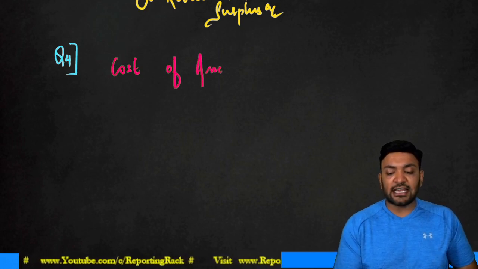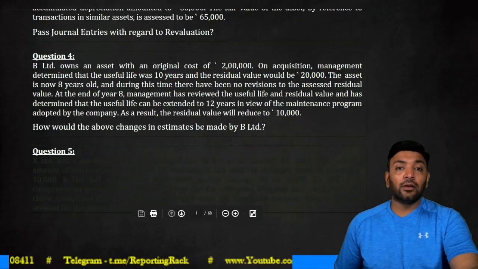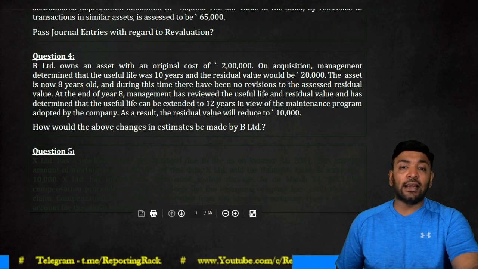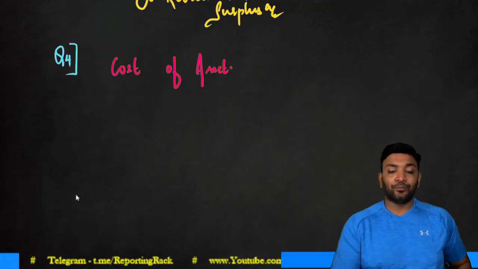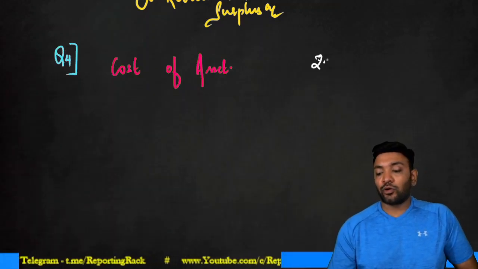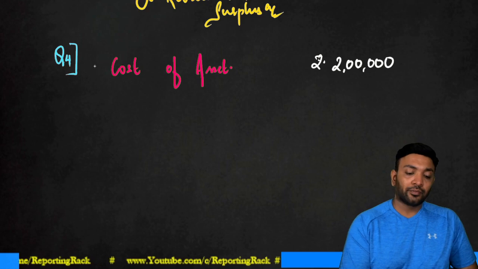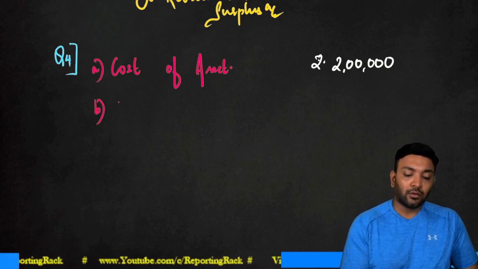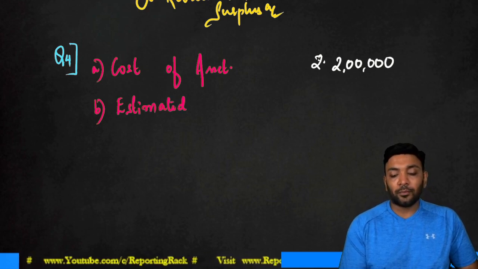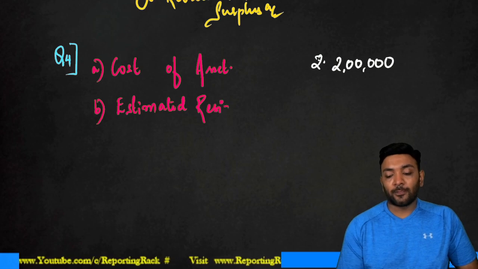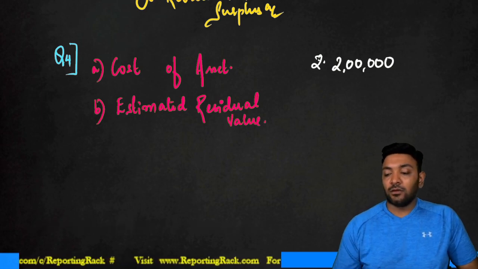My cost of the asset given in the question is how much? 2 lakhs, residual value 20,000, useful life 10 years. Cost: two lakhs. Estimated residual value: $20,000.